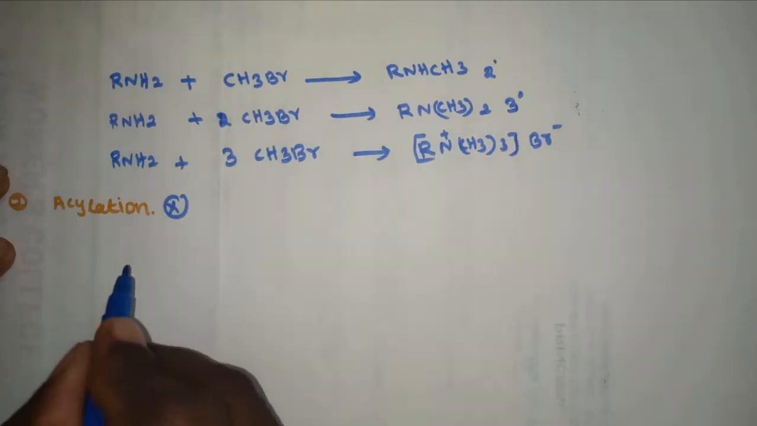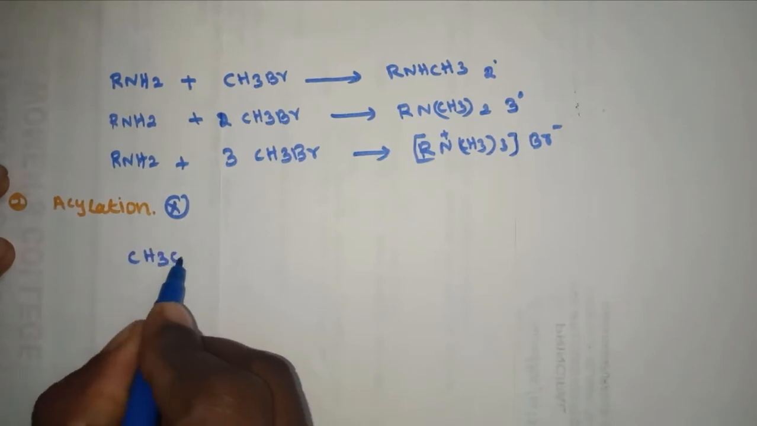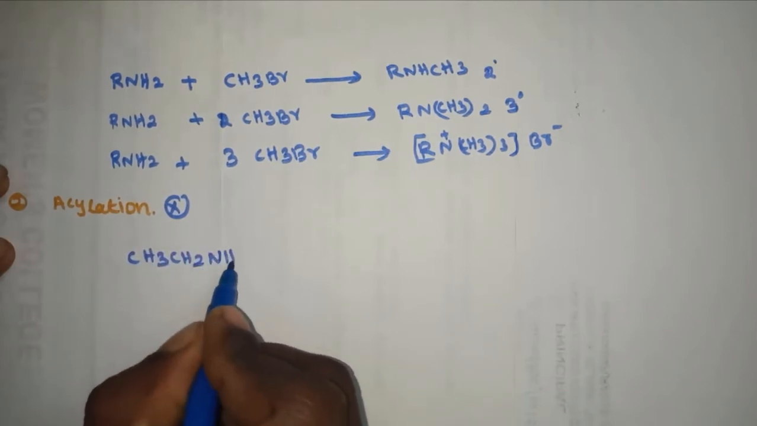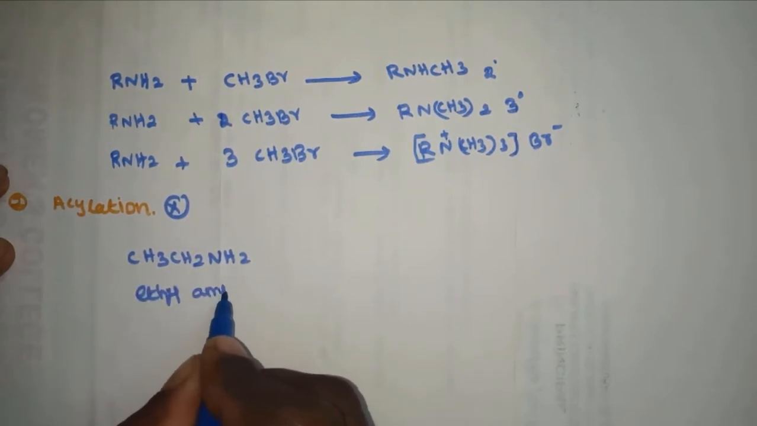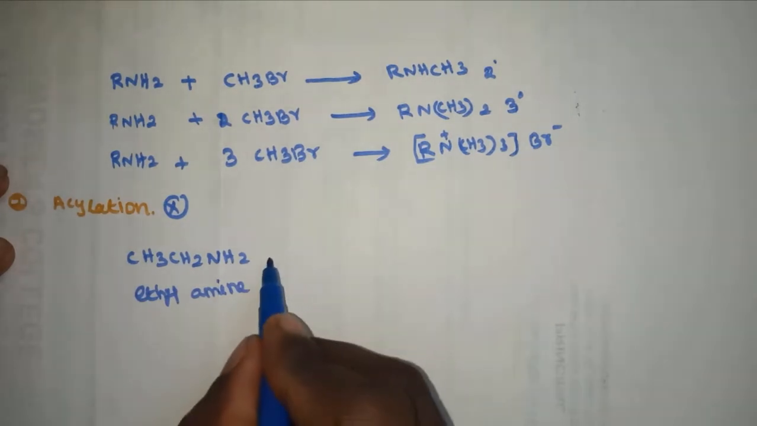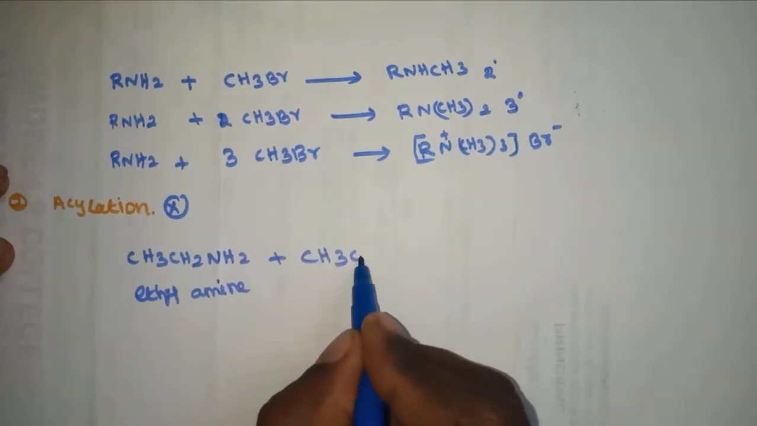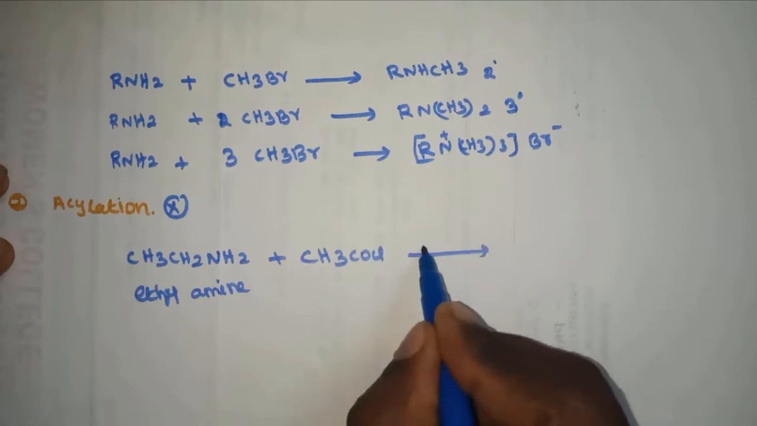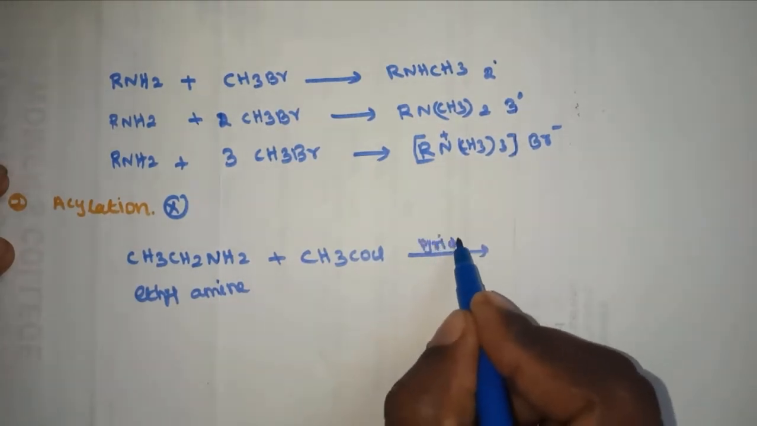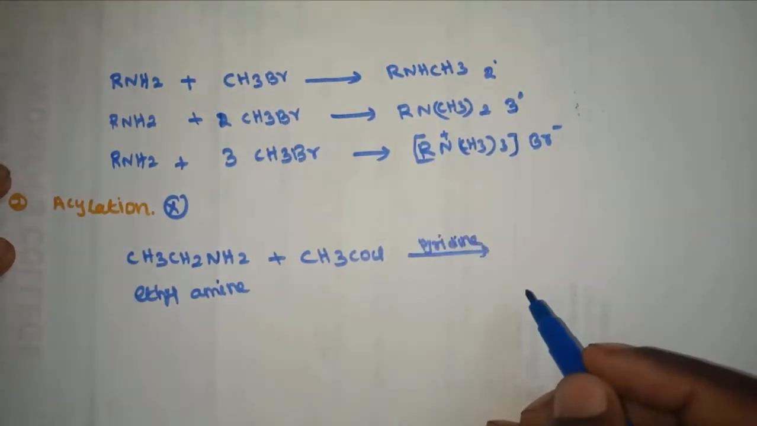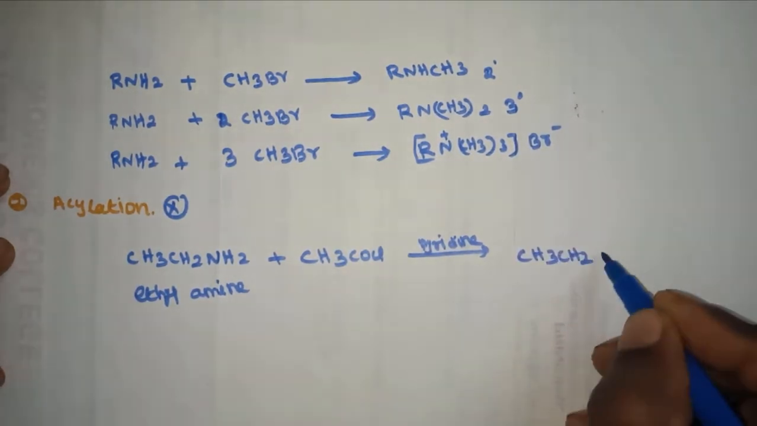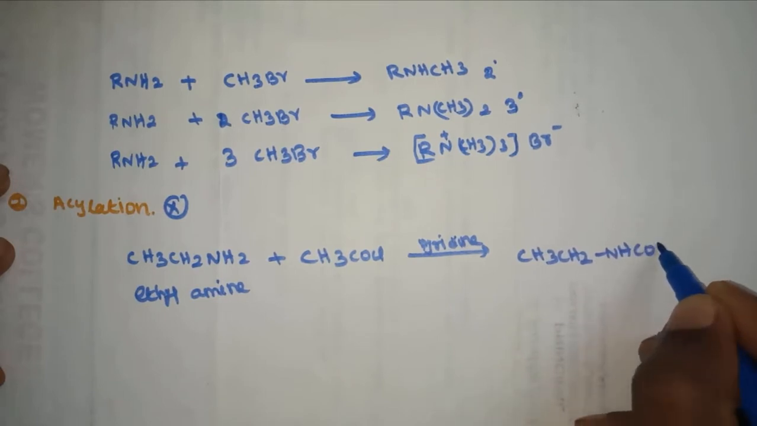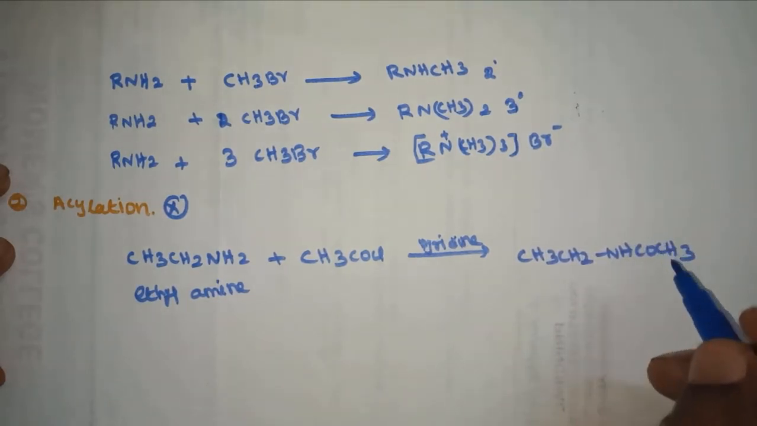Example, CH3CH2NH2. This is ethylamine. Ethylamine reacts with acetyl chloride, CH3COCl, in the presence of pyridine to form an N-alkyl acetamide, CH3CH2NHCOCH3. The name of this compound is N-ethyl acetamide. Next one is the Schotten-Baumann reaction.